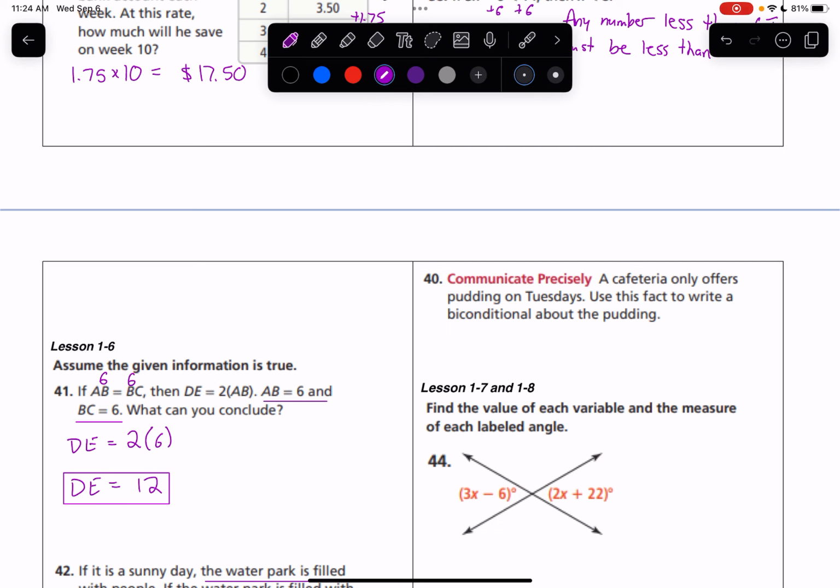Because it says only offers pudding on Tuesdays, we can say if the cafe, nope, not if then, right? Because we need to use if and only if. So the cafeteria offers pudding if and only if it is Tuesday. Every biconditional uses if and only if to connect the two sides.